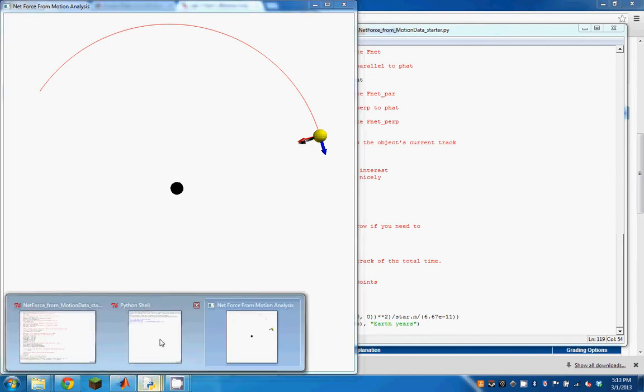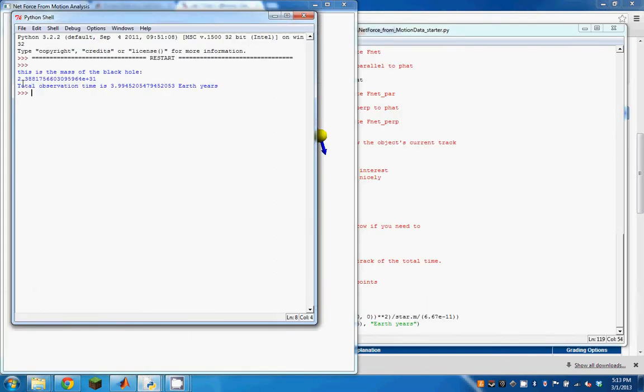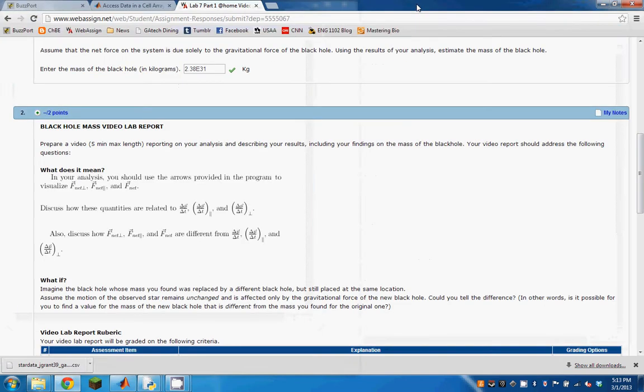And then doing that, I got the total mass of the black hole to be 2.38 times 10 to the 31st kilograms. And that's right, according to the website.